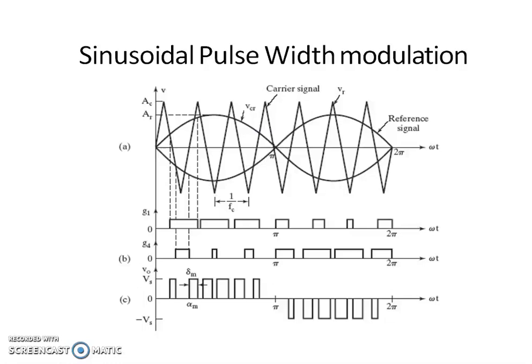The frequency of the reference signal Fr determines the inverter output frequency F0, and its peak amplitude AR controls the modulation index M, and in turn the RMS output voltage V0.